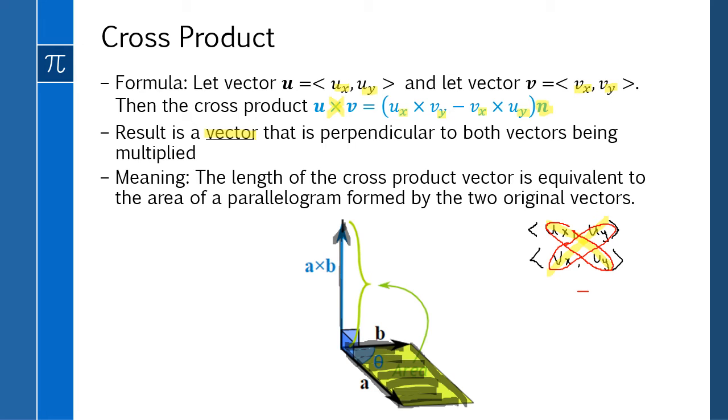Mostly you just need to be able to calculate it. Crisscross applesauce, u sub x times v sub y minus v sub x times u sub y. And remember that the result is a vector. So you have to tack on an i, a j, or a k, some kind of unit vector there at the end to show that you know your result is a vector and not just a scalar.